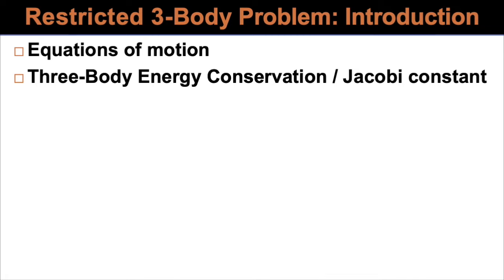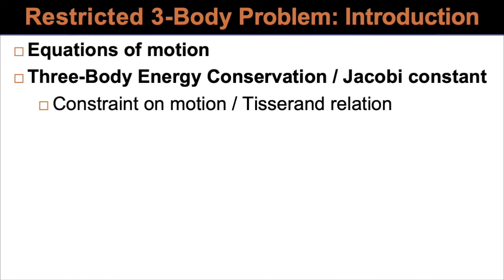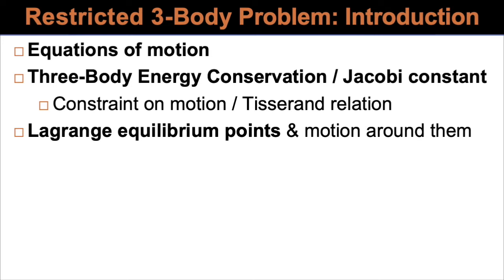All right, so I'm going to be just trying to introduce some of the basic concepts of the three-body problem. So I'll go through the equations of motion and that there is an important conservation of energy. It's not necessarily total energy. It's something that you really only see when you view things in the rotating frame, and it's related to this Tisserand parameter, something called a Jacobi constant, and it puts a constraint on the motion. And then there's the Lagrange points, and then motion around them.